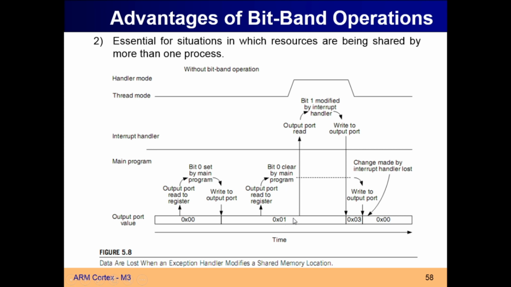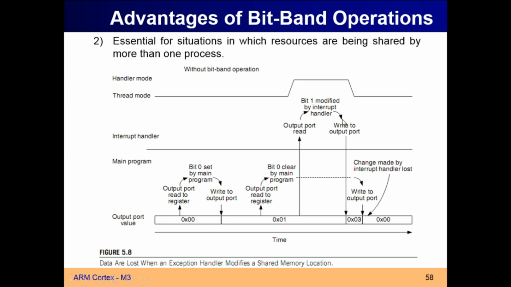Before writing it back to the output port, that write process has been interrupted and an interrupt handler came into the picture, right? So in the interrupt handler, the same value, that is 0x01, was read to a register. Then bit 1 was modified, or it has been set, right? So previous value was 0x01. Now in the interrupt handler, bit 1 is also set. So what will be the actual value? 0x03, right? So that 0x03 is written to the output port, right?